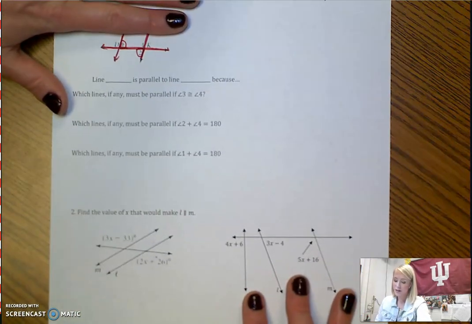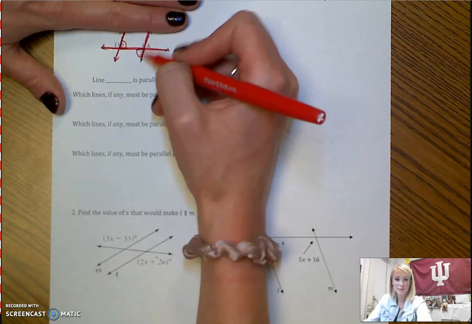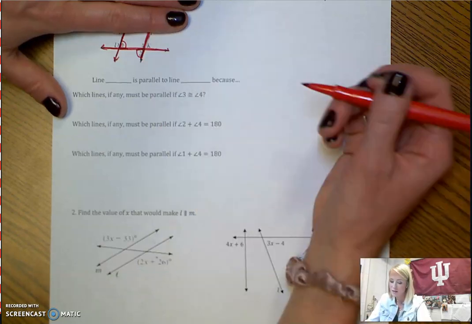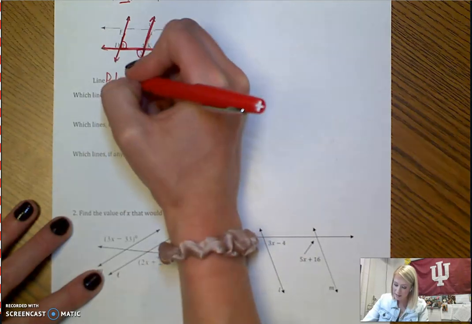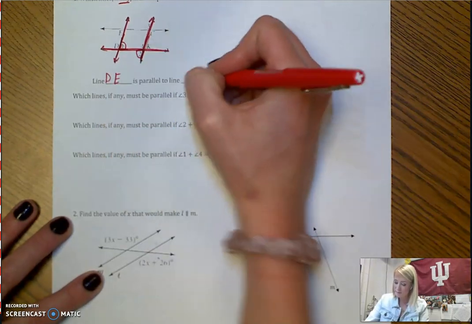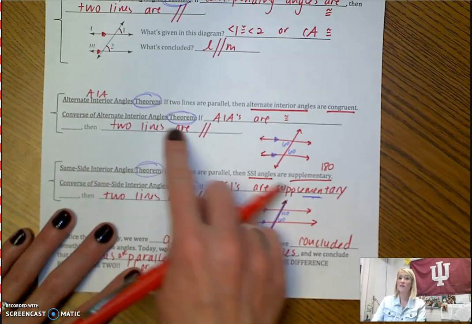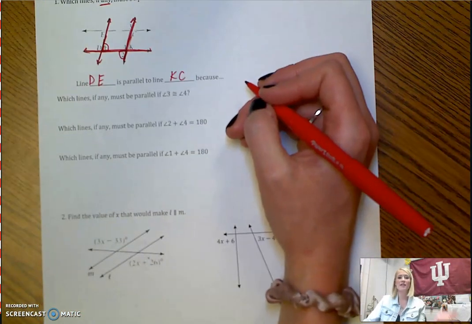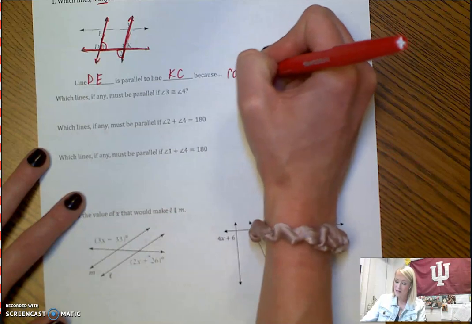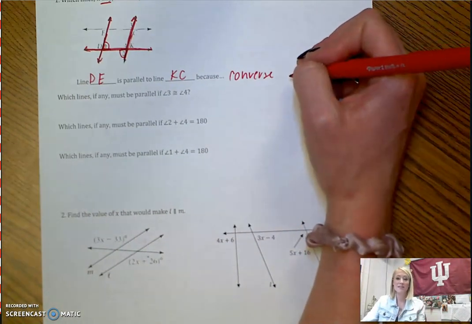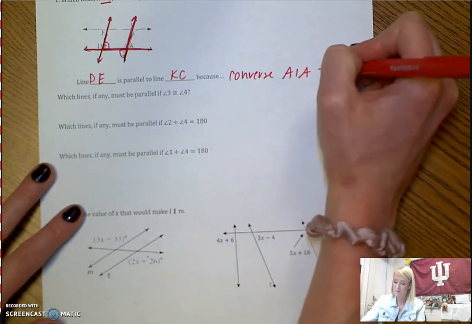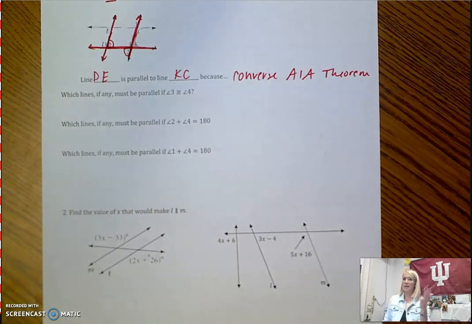So which lines are parallel? Well, obviously it's going to be this one and this one, the two going in the same direction. Use your common sense. So let's call that DE is parallel to KC. The reason I knew that is because of what the converse of the AIA theorem told me. If AIAs are congruent, lines are parallel. I know this seems like such a small thing, but you do have to say converse AIA theorem. And here's where MathXL might jump in and be your best friend. It'll probably already say converse in it, hopefully. Okay, so if you're concluding lines are parallel, that's the converse.